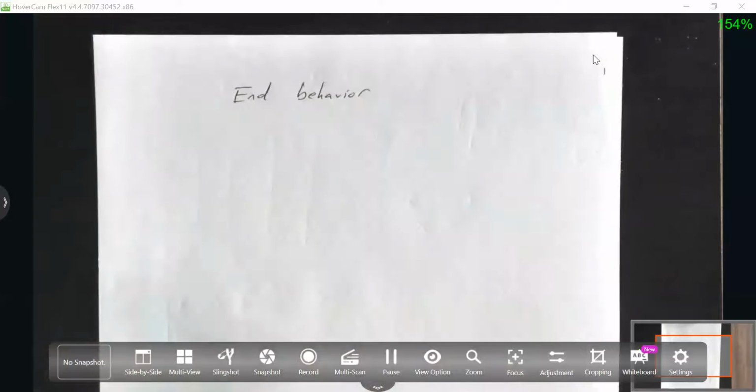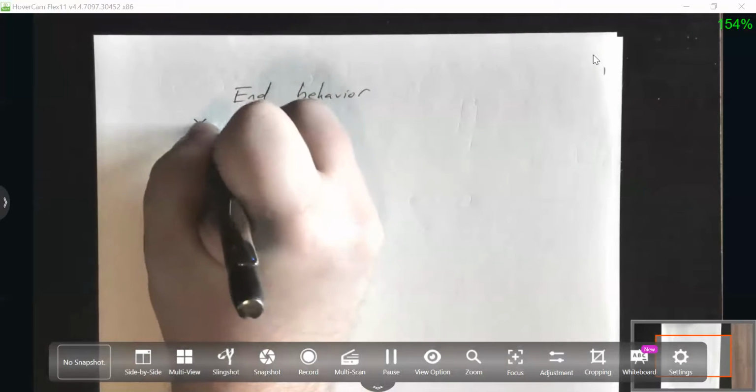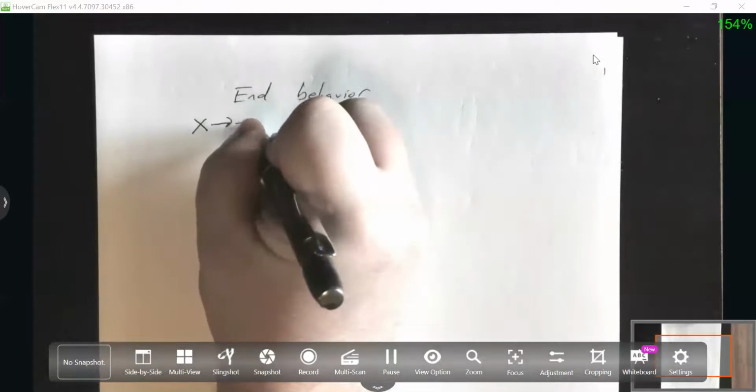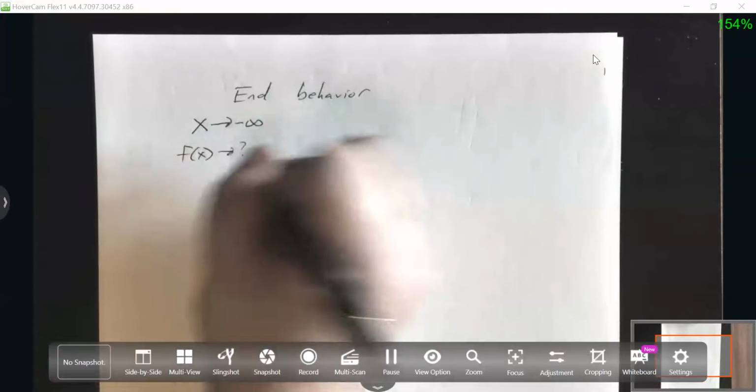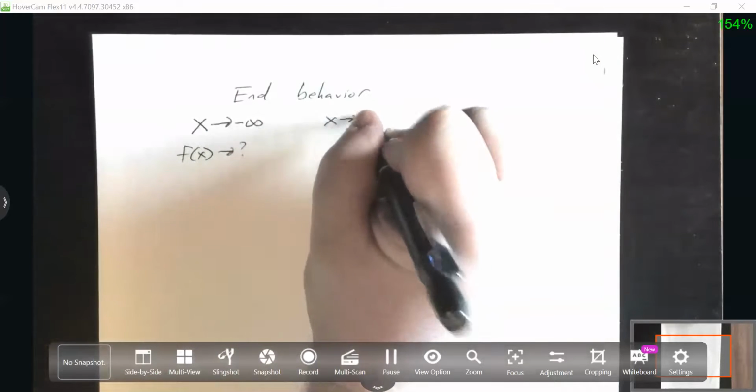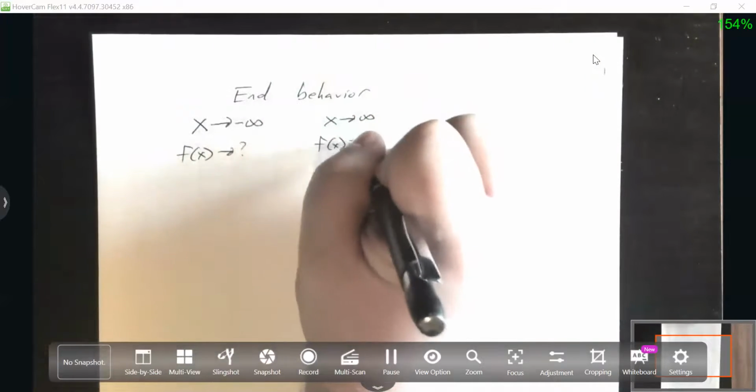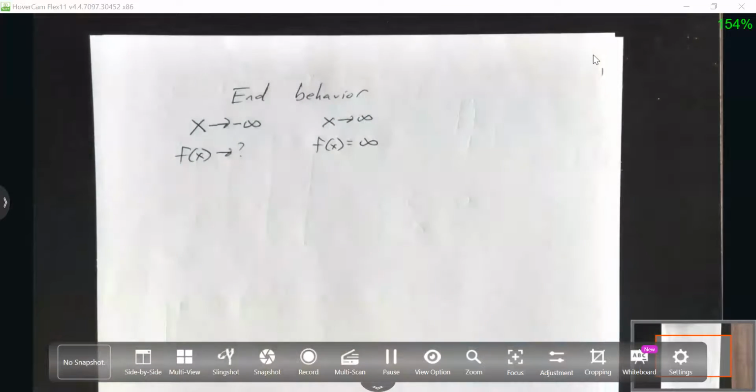So when we talk about the end behavior of a function, what we're doing is we're looking at what happens when we go really far away. What happens when we go all the way out toward negative infinity? What happens when we go all the way over to positive infinity? So that's basically what we're going to ask: if x is going to negative infinity, what happens to f of x? If x is going to positive infinity, what happens to f of x? So this is what end behavior is.